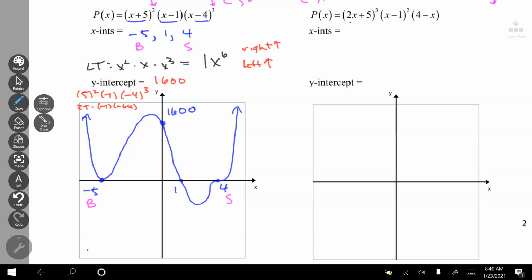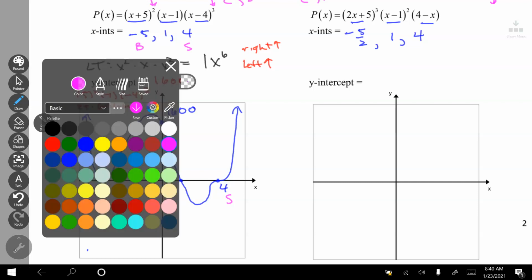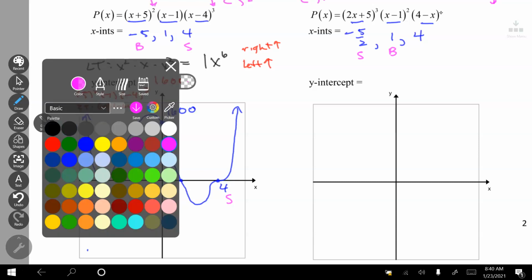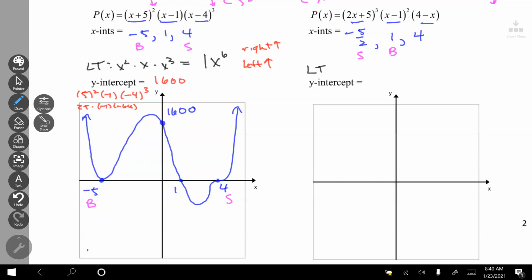Now the next one, I'm going to do the same idea. I have 1, 2, 3 x-intercepts. Let's see, this is, again, be careful, -5 over 2. This is +1, and the last one, I know it's in reverse, but it's still x equals 4. We do have some special things going on here. The first one with the cubed is a snake. The second one with the squared is a bounce. And the last one has, to the first, it's nothing special. My leading term is going to be, well, the first one is going to be 2x to the third. The second one is going to be x squared. And the last one is going to be -x.